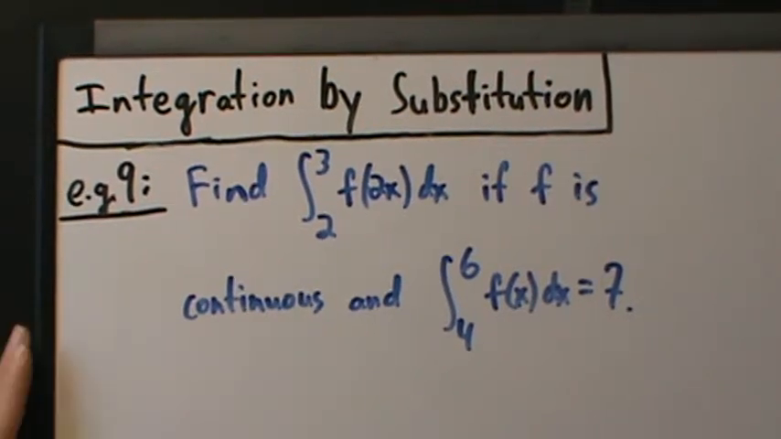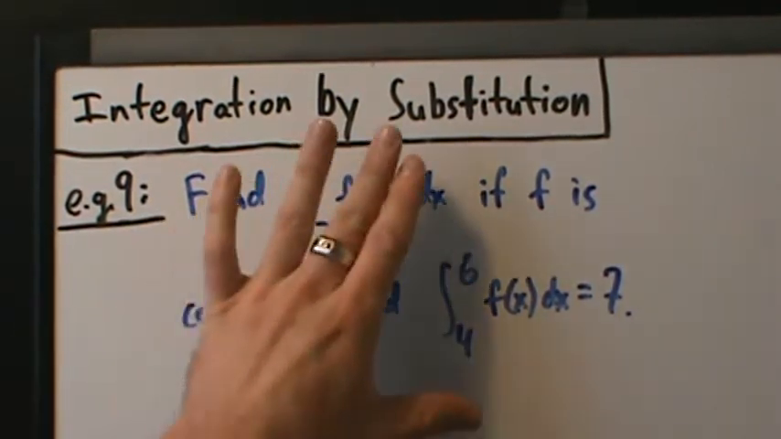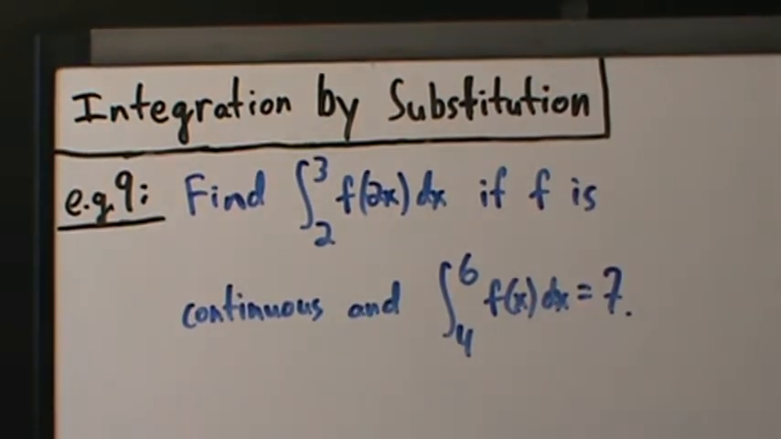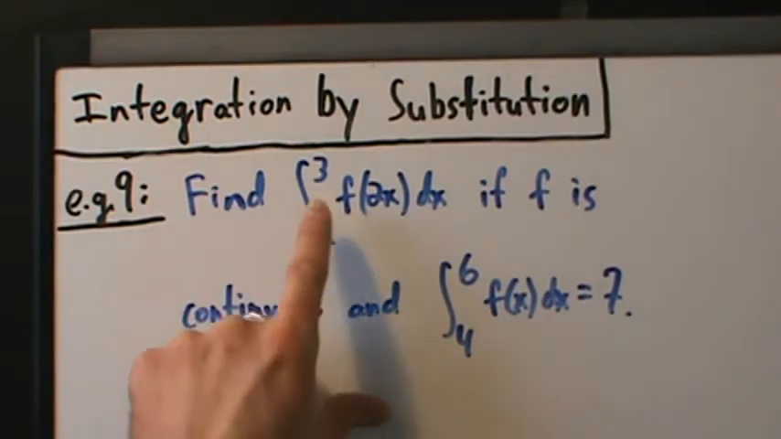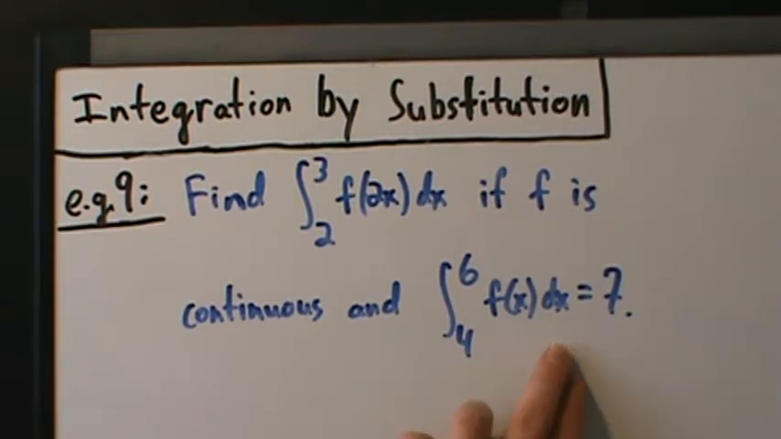Here's example 9 with integration by substitution. Examples like this are fairly common also. It's the same kind of thing, substitution, but we have this arbitrary function f. We don't really know anything about it except that f is continuous and we know this integral here. So find the integral from 2 to 3 of f of 2x dx if f is continuous, and the integral from 4 to 6 of f of x dx is 7.